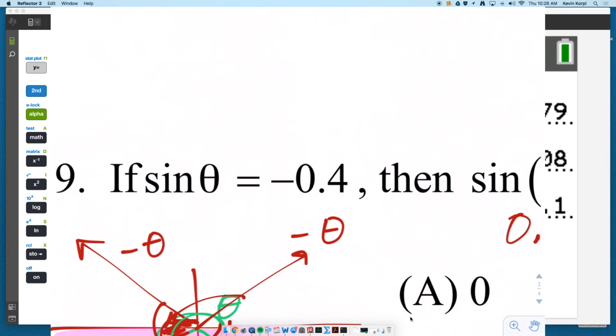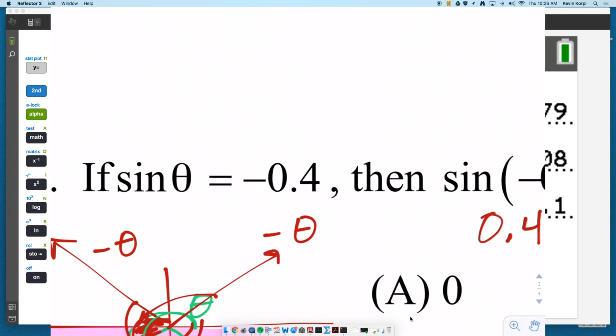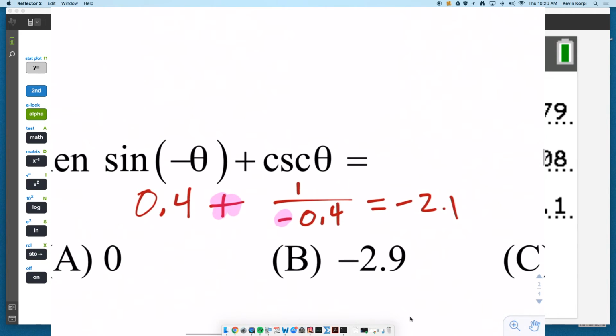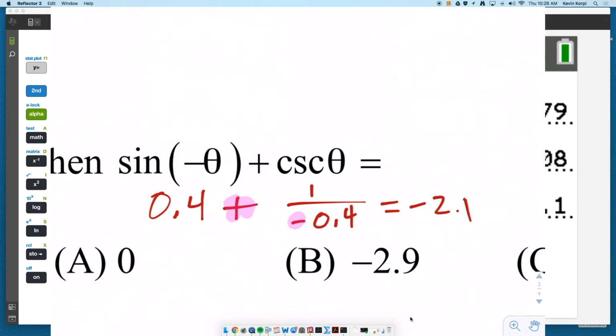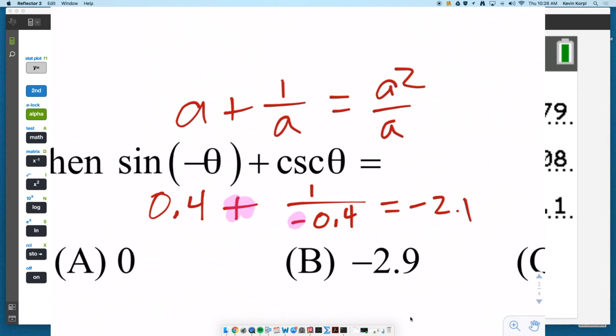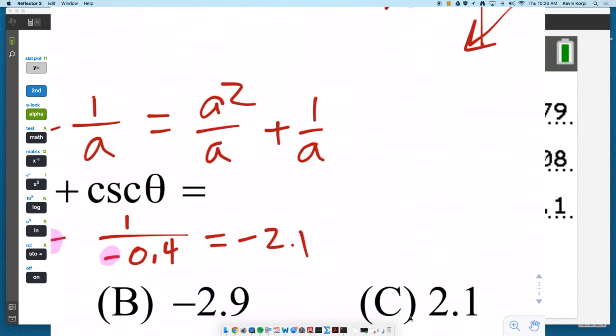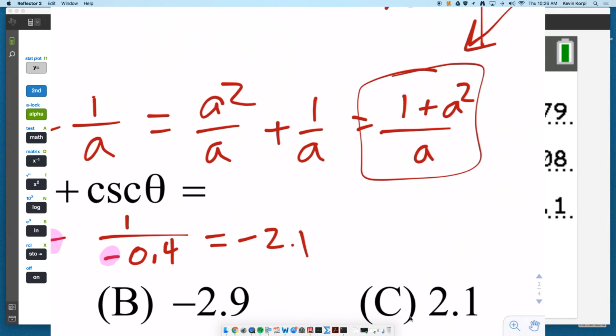How could I prevent you from doing it that way, Trevor, in the future, now that you brought it up? I could say if sine of theta equals negative a, what is this in terms of a? Now it would be a plus 1 over a, which would be a squared over a plus 1 over a, which would be 1 plus a squared over a. So maybe that would be now a better pre-AP question.